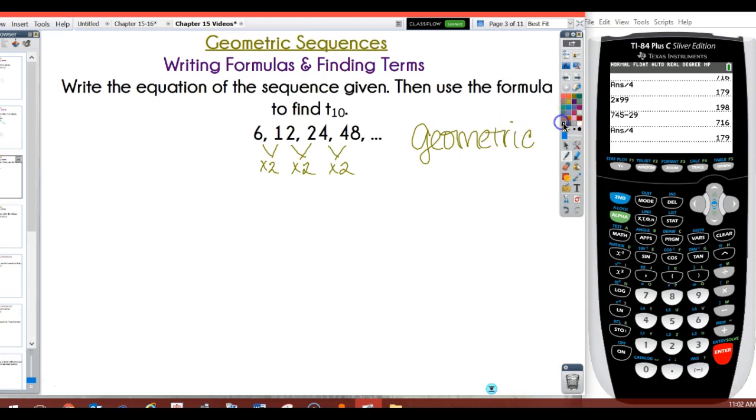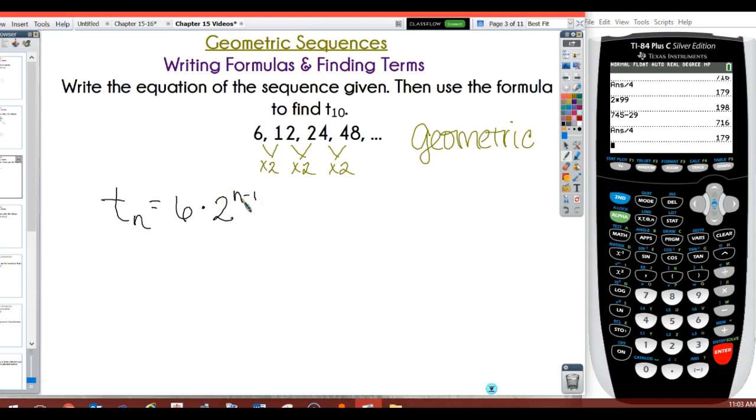And so to write the equation for the geometric sequence, to find any term that we wanted, we're going to start with the 6, and we know we're going to multiply by 2. Well, the question is how many 2's would we need to multiply to get the term that we want? So to get the second term, I multiply by 1 two. To get the third term, I multiply by 2 twos. To get the fourth term, I multiply by 3 twos. So I'm always multiplying by 1 less 2 than the term that I'm searching for.